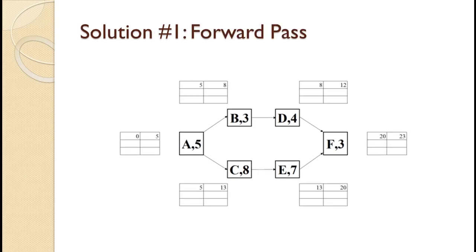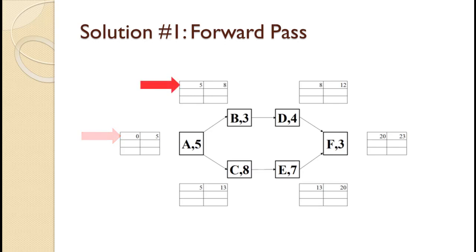In a forwards pass, we start at the first activity and move to the last activity. Along the way, we calculate the early start time and early finish time for each activity. For the first activity, we assume it starts on time period 0, so that is the early start time. For any activity, the early finish time is just the early start time plus the completion time. For A, 0 plus 5 equals 5.